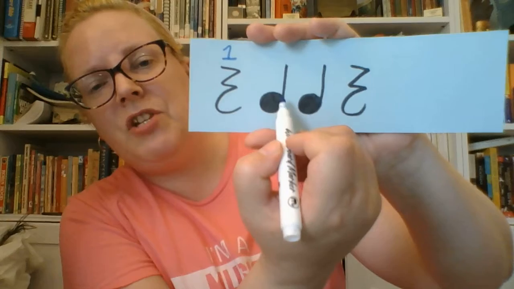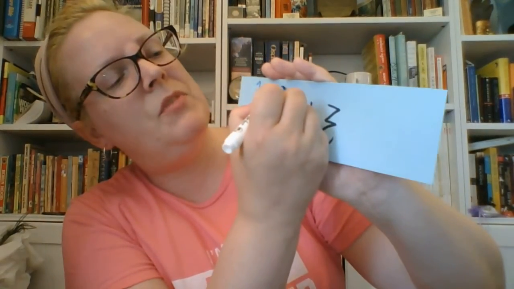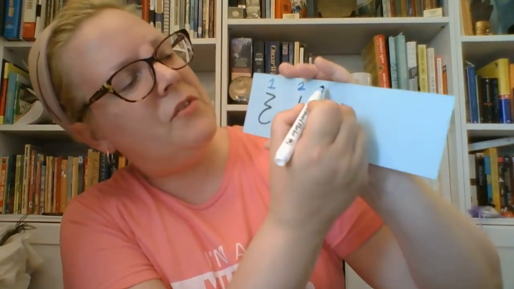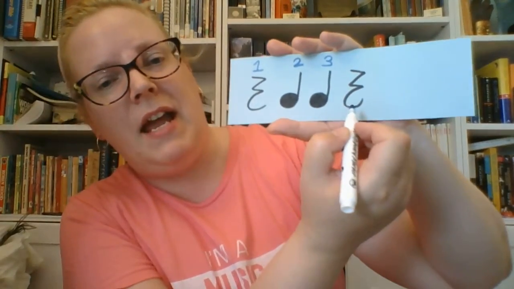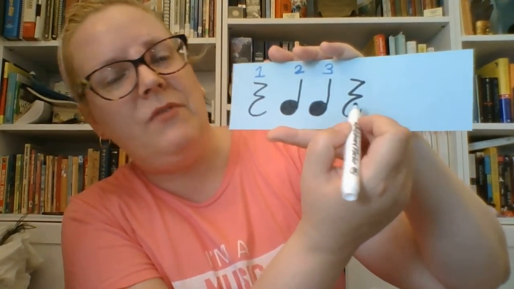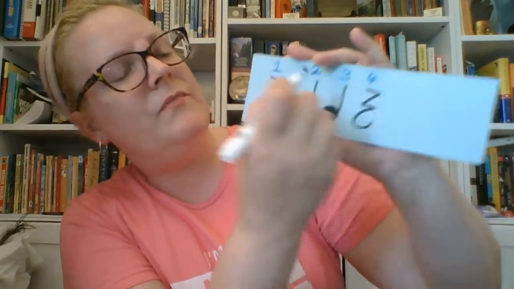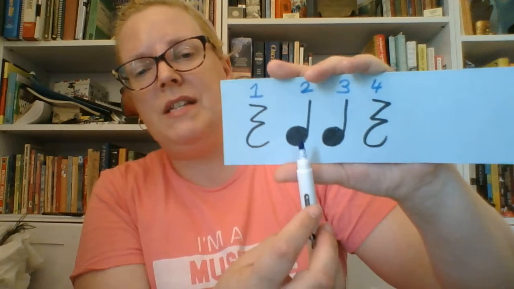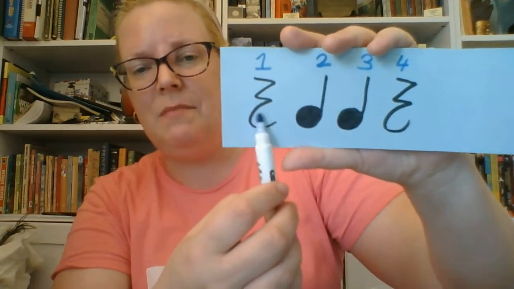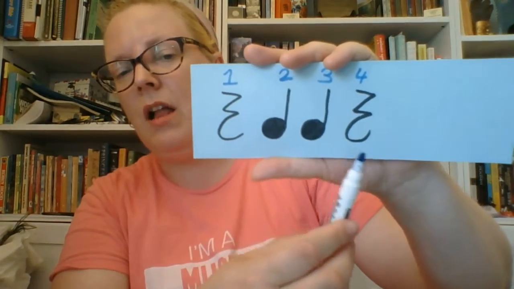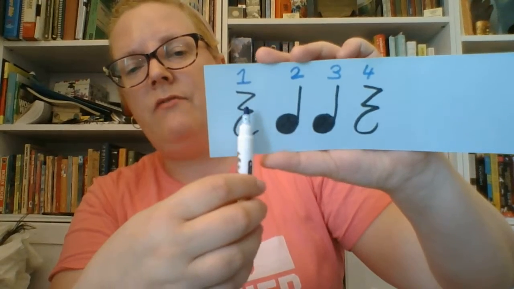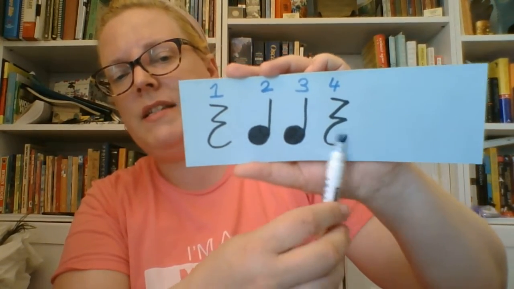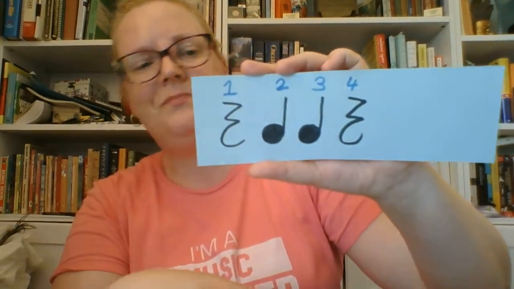What number do I put over top of this note? Yep, number 2. What's after number 2? Number 3, you got it. And what's after number 3? I have another beat. Yeah, 4. So the rest is each worth a beat and the note is each worth a beat. So each symbol, I get to count it all by itself. So I have 1 beat, 2 beats, 3 beats, and 4 beats in a row. Good job.